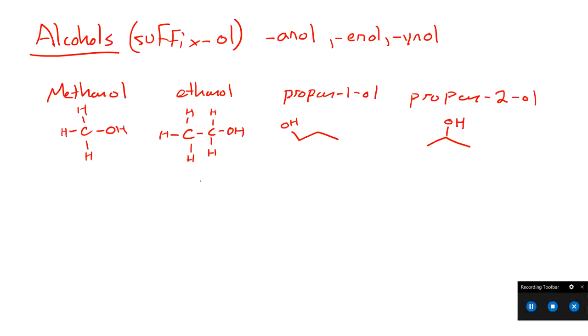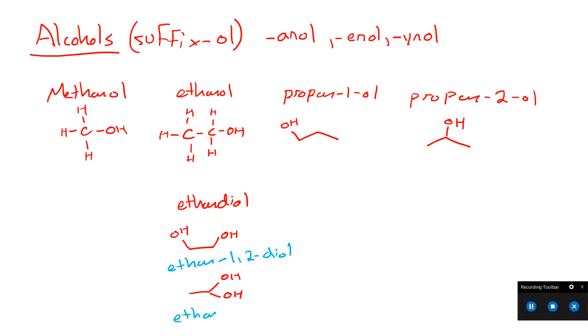We could also have, if we doubled the number of alcohols, ethanediol. Now we need to distinguish again, because does ethanediol mean we have an alcohol on carbon 1 and an alcohol on carbon 2? Or does it mean we have 2 alcohols on carbon 1 and none on carbon 2? In these cases, the top one is ethane-1,2-diol, and the bottom one is ethane-1,1-diol. You do have to say 1,1 because if there are 2, you have to say the position of both, even if they are on the same carbon.